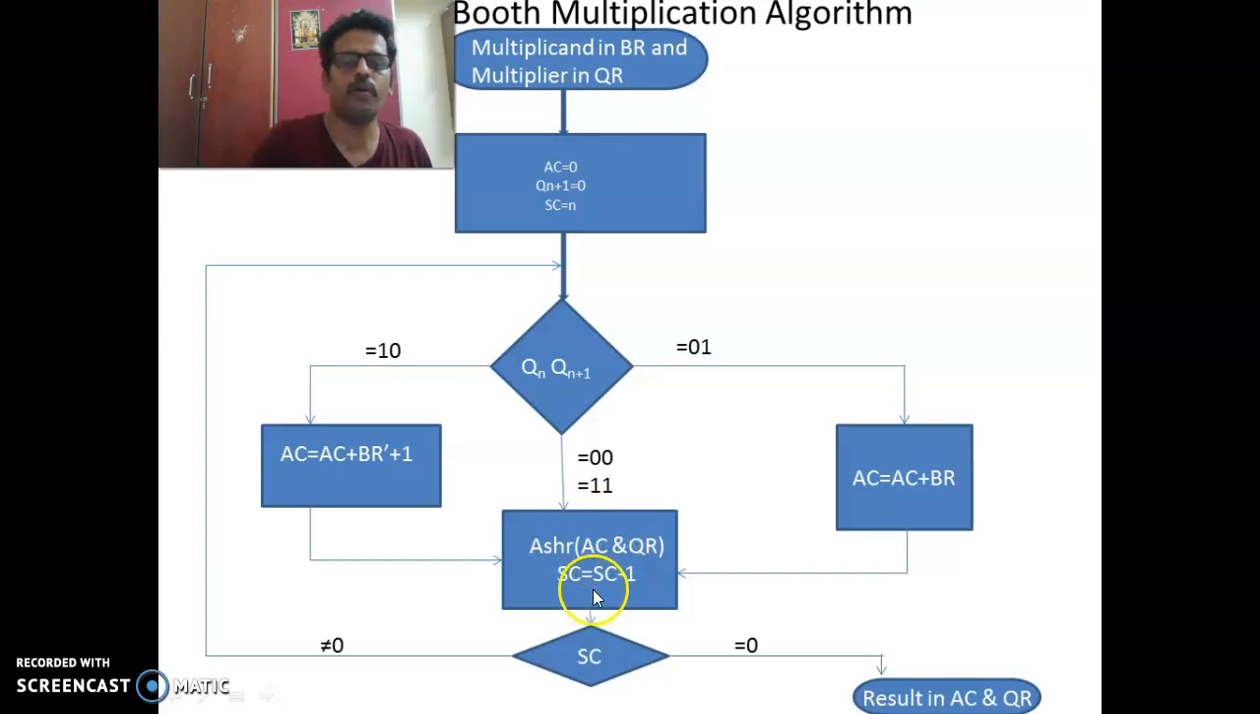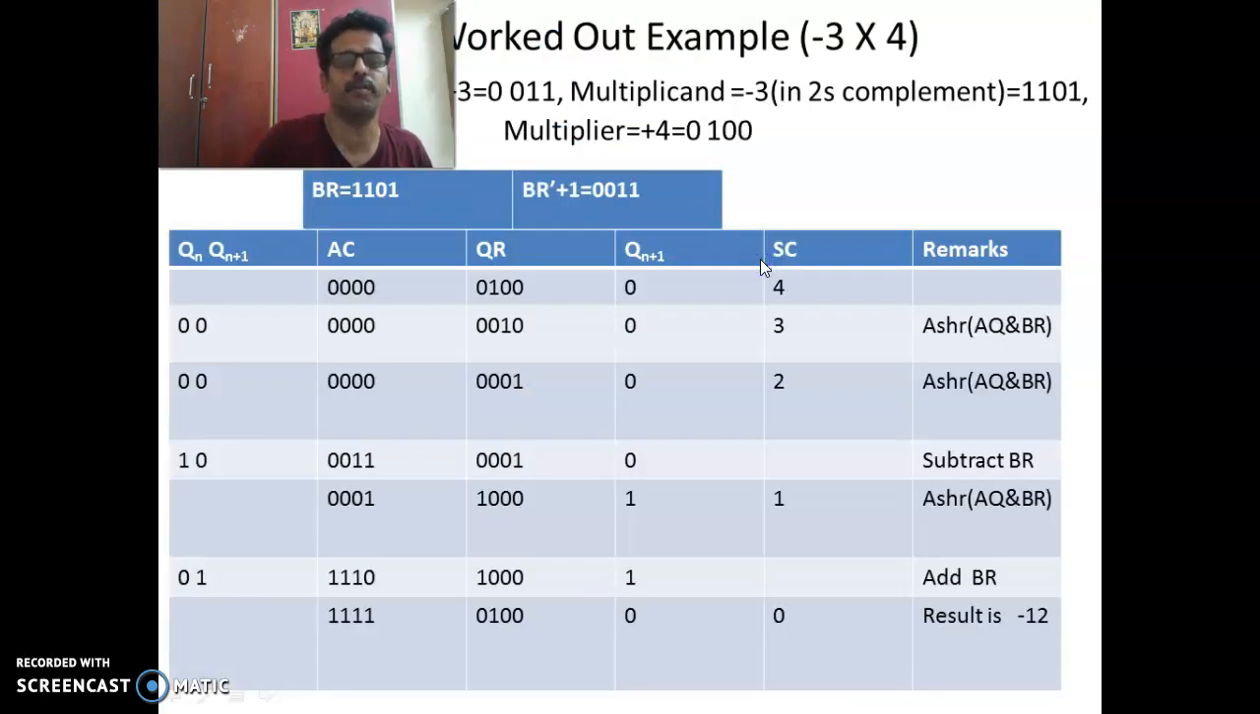So overall, every time the sequence counter is decremented, the algorithm checks whether the sequence counter reaches 0 or not. If it reaches 0, we have come to the end of the algorithm, and the result will be stored in AC and QR. If not equal to 0, the process is repeated. Right? So this is the flow of the Booth multiplication algorithm. Now we'll see a worked out example for that.